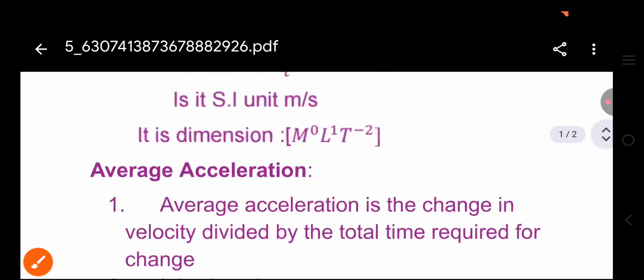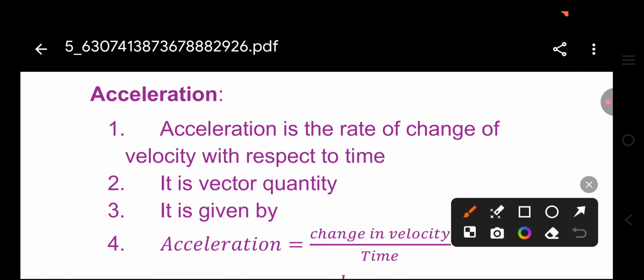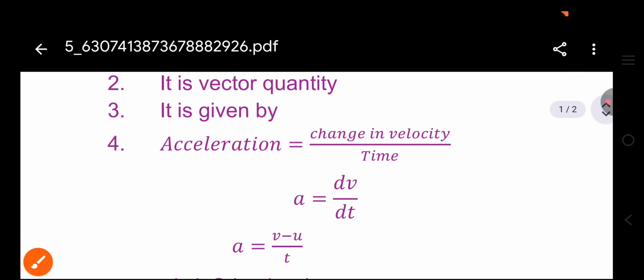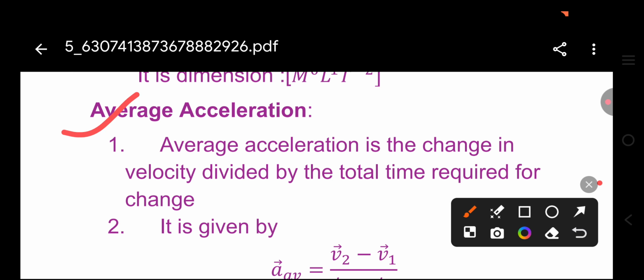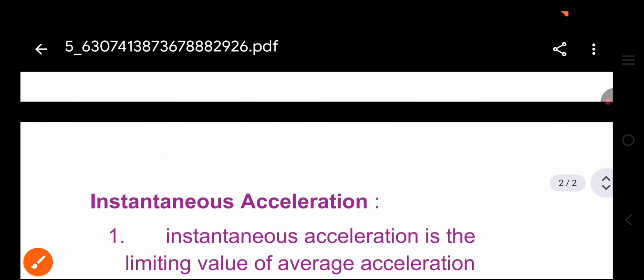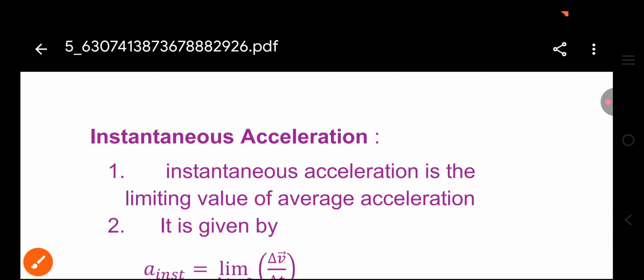Now these are the three concepts. The first one is acceleration. Now the second is average acceleration, and third is instantaneous acceleration.